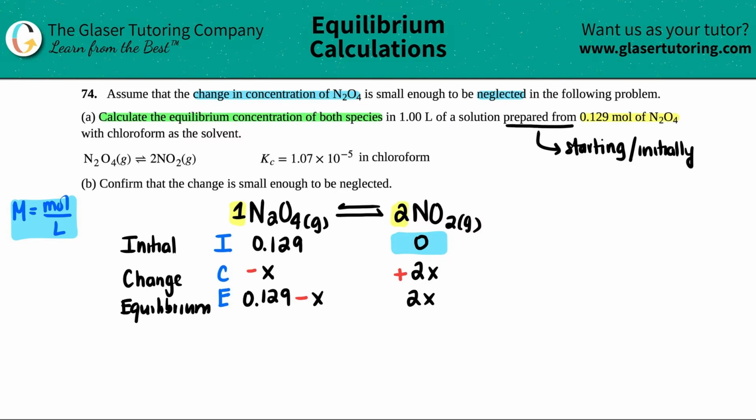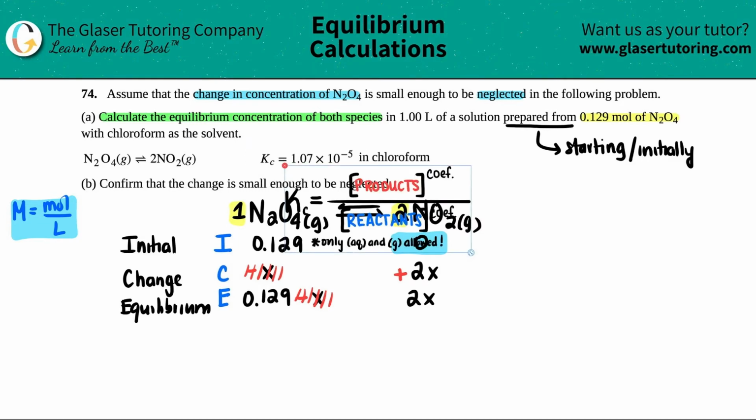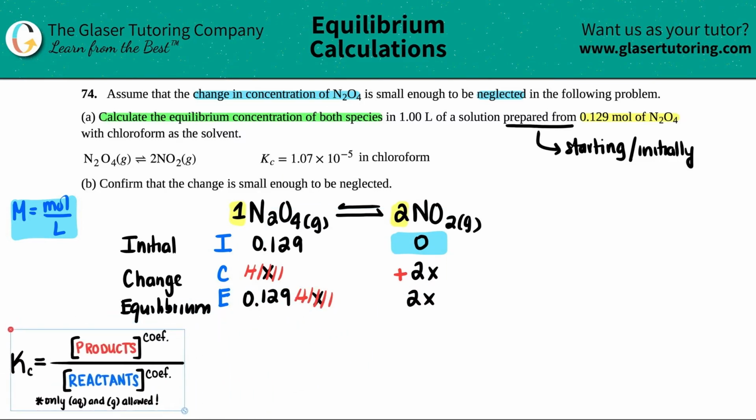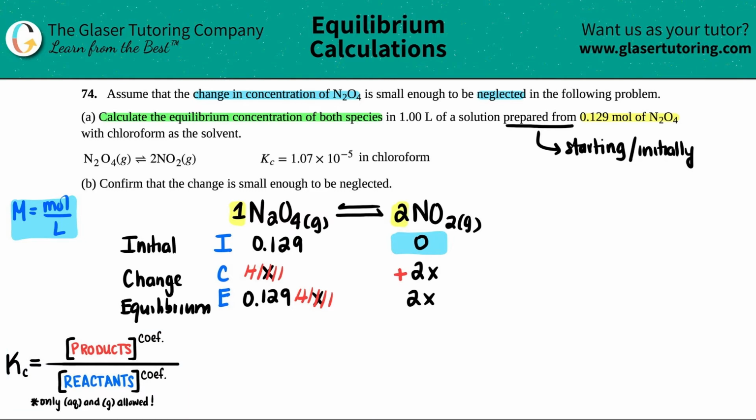You can make it easy on yourself because we don't want to use a quadratic formula and just get rid of this. We're saying, okay, the change is so small that I don't care about the change. It's not going to do anything for me in the math, so I'm going to keep it as 0.129. Now let's write out our Kc expression, right? It's this one right here. Kc equals just the concentration of the products divided by the reactants. Just make sure that we have aqueous and gases in there. Those are the only two states that are allowed, but we're good.